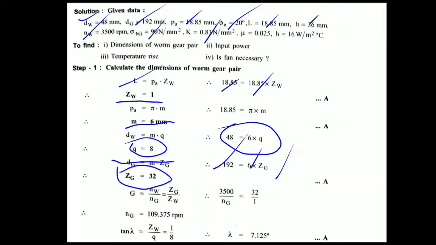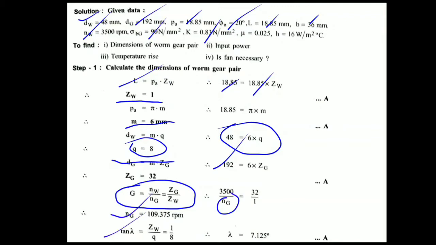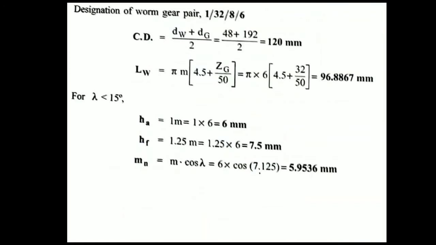Now from the gear ratio we can say NW by NG is equal to ZG by ZW. The unknown is NG, RPM of gear. This is required for calculating pitch line velocity, 109. So from tan of lambda we can calculate lambda, which is 7.125 degree. Clear? So these are the basic things.